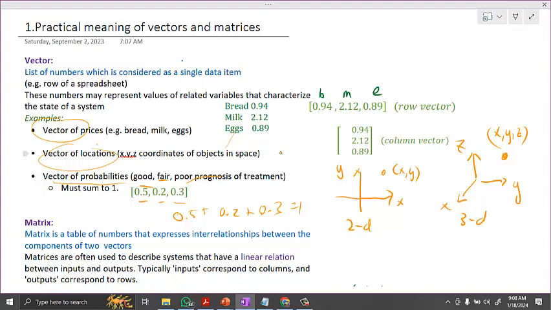Okay? So what about a matrix? A matrix is a table of numbers that expresses interrelationships between 2 vectors. Matrices are often used to describe systems that have a linear relation between inputs and outputs. Typically, inputs correspond to columns and outputs correspond to rows. All right, so that's a lot of words. Let me give an example.